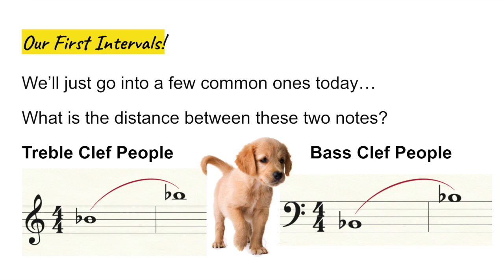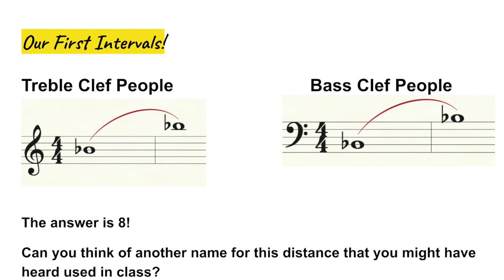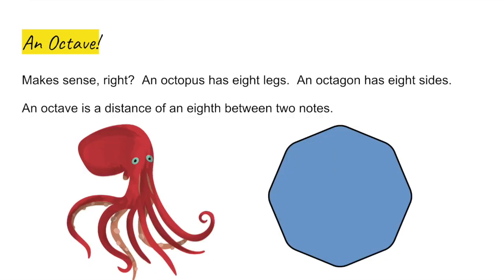All right, let's start with the number. What's the distance between the bottom note and the top note in each of these intervals? If you counted 8, you're absolutely right. Can you think of another name for this distance that you may have heard in class? That's right, an octave. Makes sense, right? An octopus has 8 legs, an octagon has 8 sides. An octave is a distance of an eighth between two notes.